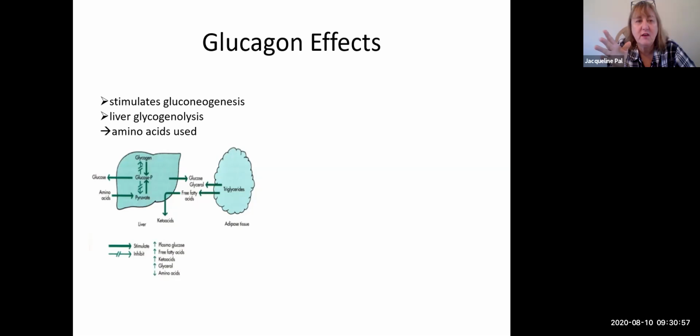So it can use amino acids if needed. So in other words, if you don't have glucose floating around and you don't have it in your adipose tissue and you don't have glycogen in your liver, then it can use amino acids and break them down, get your acetyl-CoA, and then get glucose from that. And we really don't want to be breaking down muscle if we don't have to.